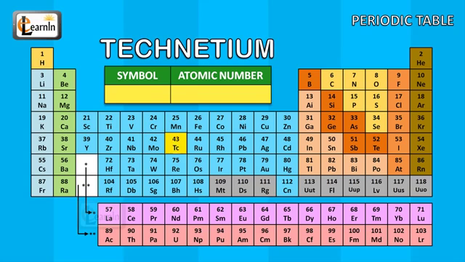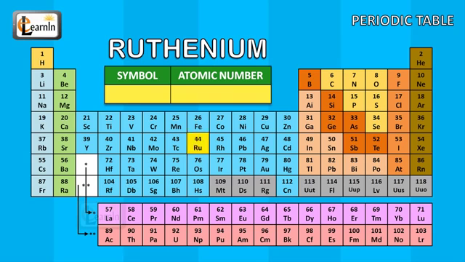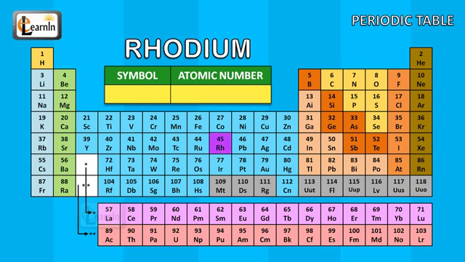The element technetium is represented as Tc and has an atomic number of 43. The element ruthenium is represented as Ru and has an atomic number of 44. The element rhodium is represented as Rh and has an atomic number of 45.